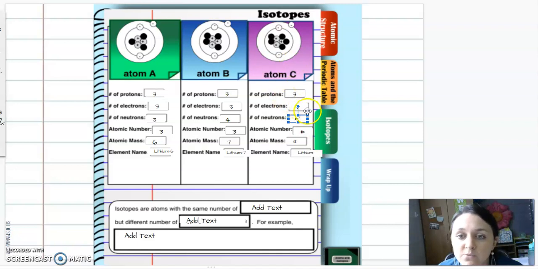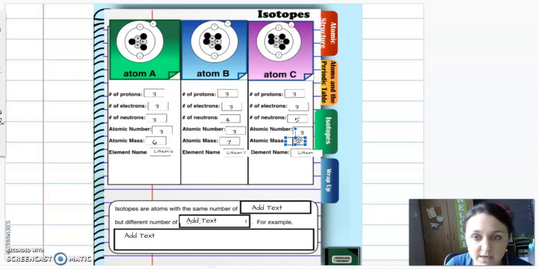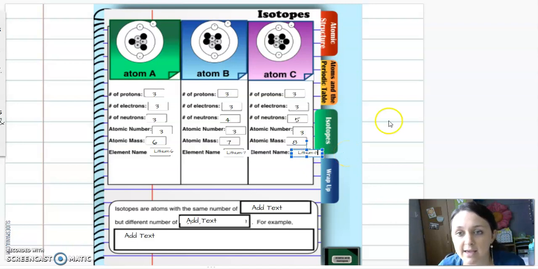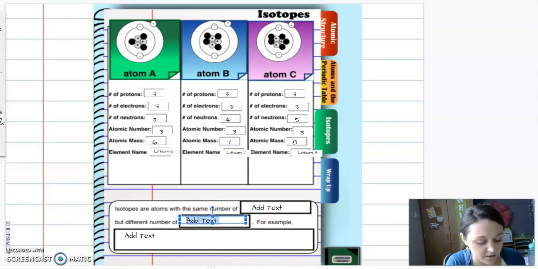So remember, in the mass, we have protons and neutrons. Those are the only 2 things that weigh anything. So my atomic number, remember, same as protons. Atomic mass is going to be protons and neutrons. So 5, 6, 7, 8. So this is going to be 8. So lithium now has a mass of 8. So if I come up here, all 3 of these are lithium. All 3 of them are neutral, equal protons, equal electrons. All that's changed is our neutrons. When you have a different number of neutrons, you have created an isotope.